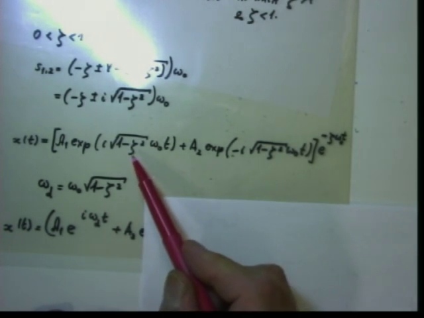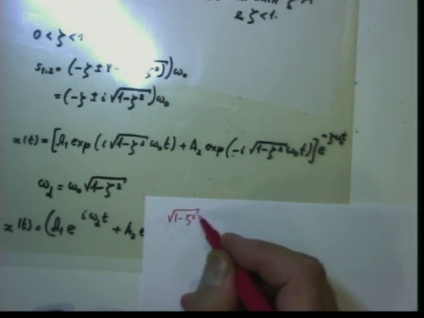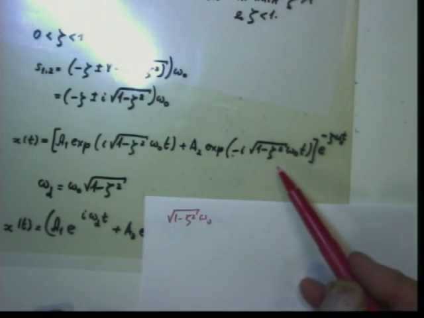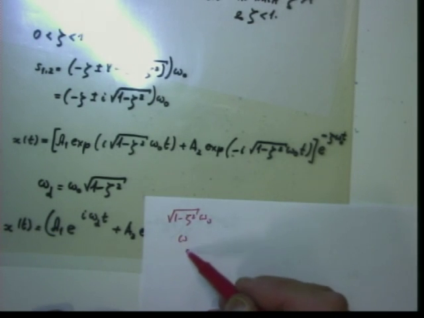Now we have this natural product, 1 minus zeta squared times omega sub 0. We have it here, and we have it here. So that is denoted as omega sub d.